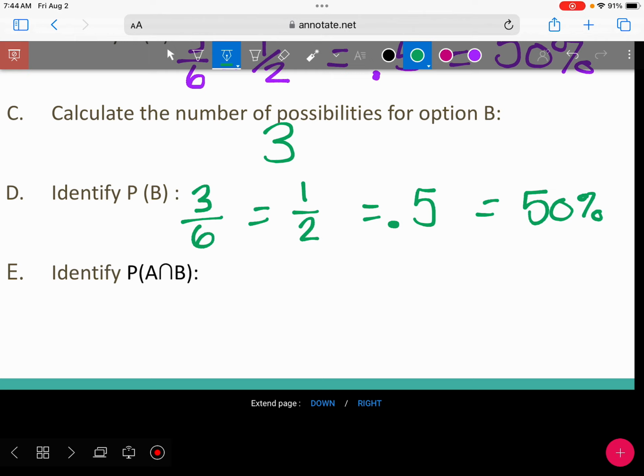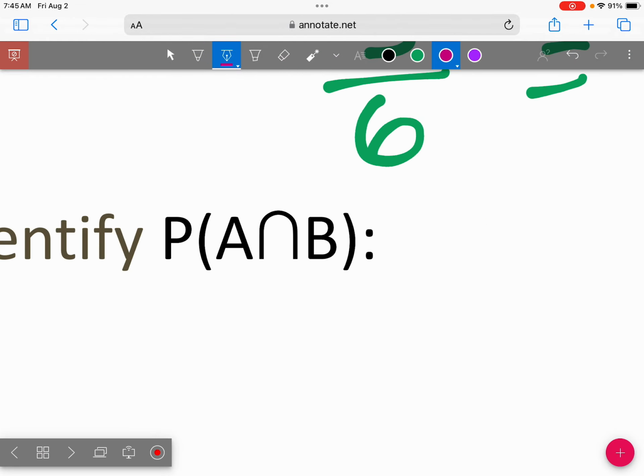Our last one really is where it starts to get a little bit weird. So we want to identify the probability, that's what the P stands for, the probability of A and B, and both. So when it's upside down like this, it kind of looks like a little A right here. If I cross it, look, that's an A. So that means this is and. It has to be both.